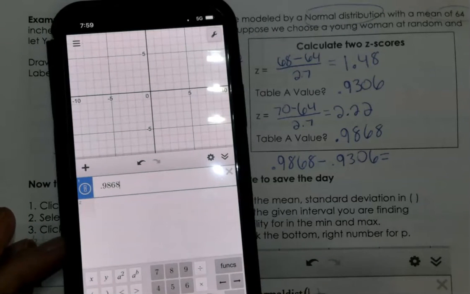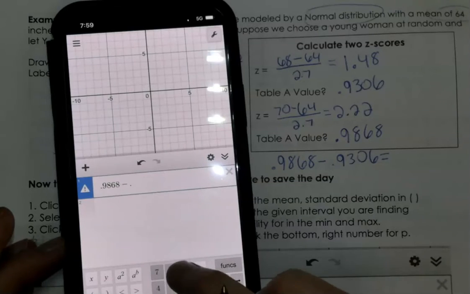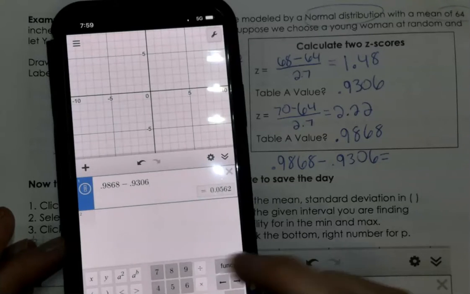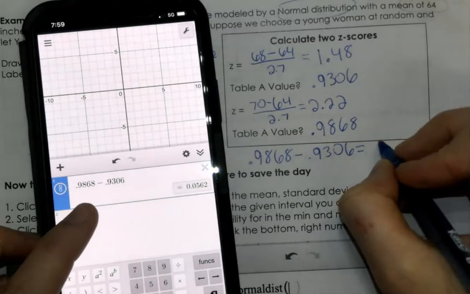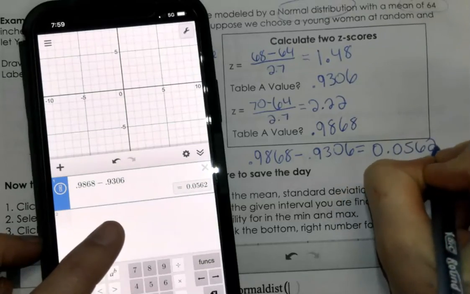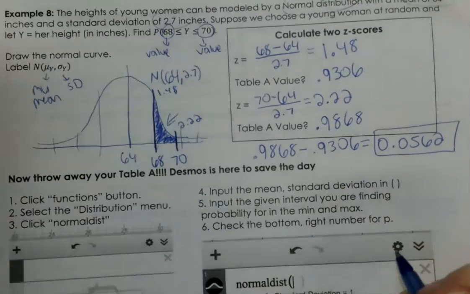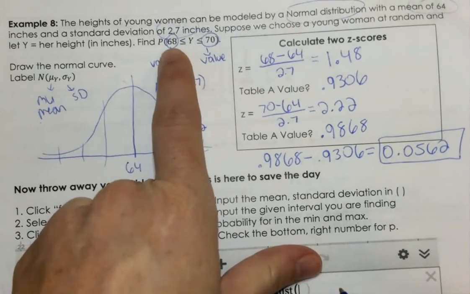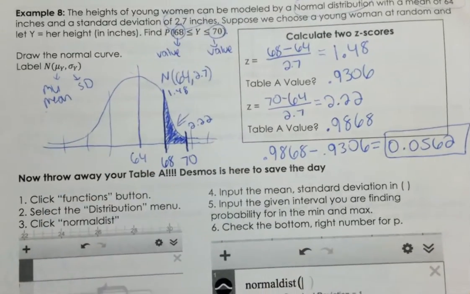0.9868 minus 0.9306, and I'm left with 0.0562. So that's my probability of randomly selecting a woman between 68 and 70 inches.